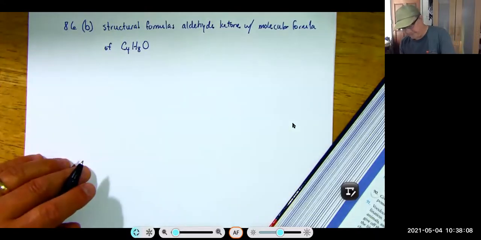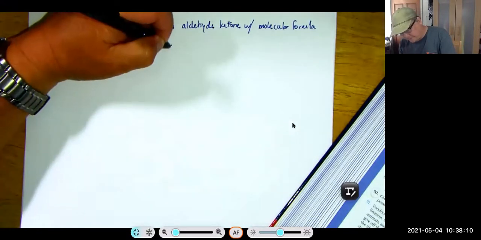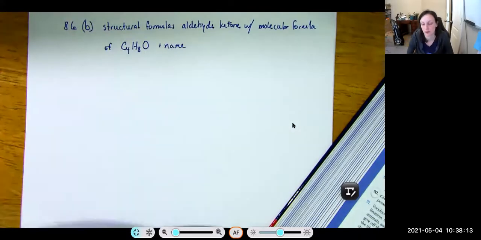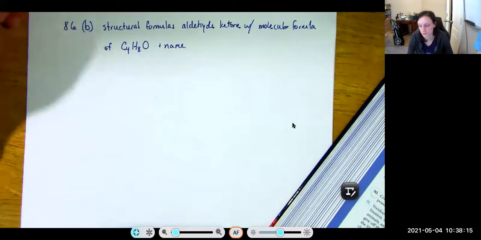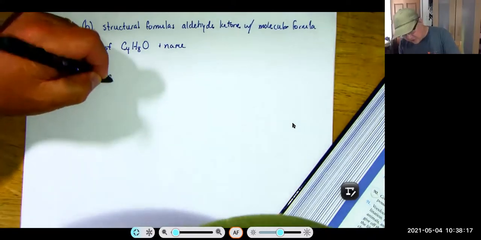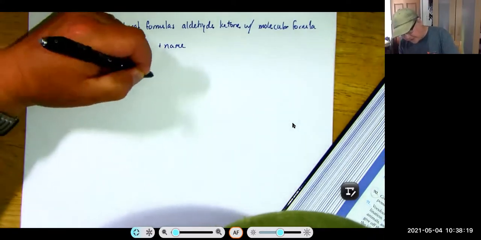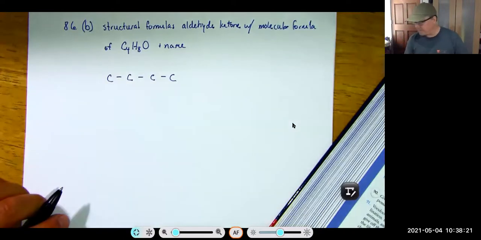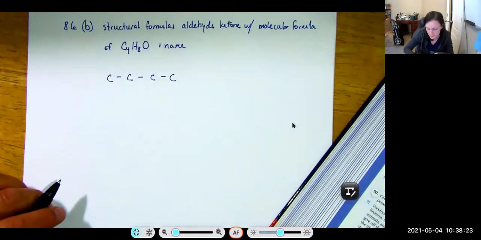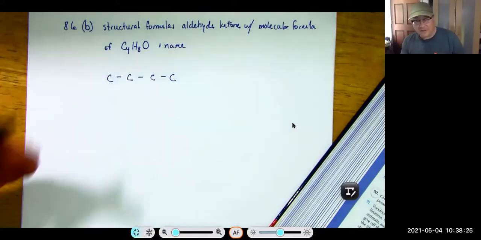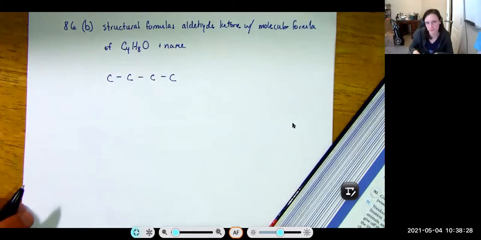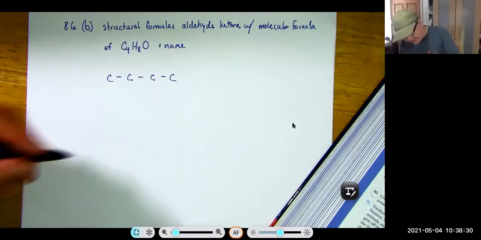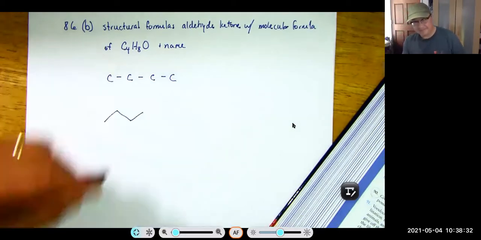So we're going to start with butene. Since they say structural, I'm going to put 4 carbons in a row, just like that. Can we do line drawings too? Not when they say structural formula. Well, just for practice, then we do this.